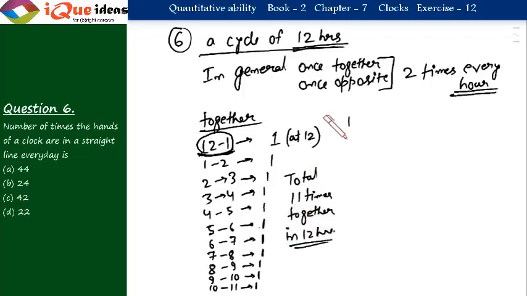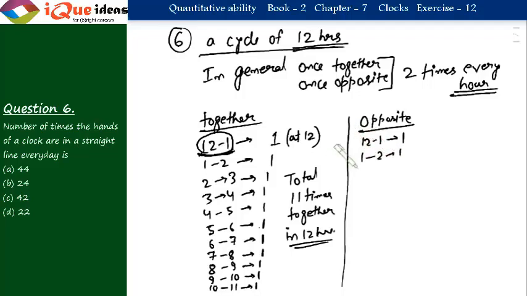Okay. Similarly, if you talk about opposite, how many times are they opposite between 12 and 1? Yes, once, around 12:30, 12:35. Are they opposite of each other between 1 and 2? Yes, once. Between 2 and 3? Yes, once. Between 3 and 4? Yes, once. Between 4 and 5, yes, once. Between 5 and 6, no. Between 6 and 7, no. And for both of these together, it is happening once at 6 o'clock that they are opposite to each other.